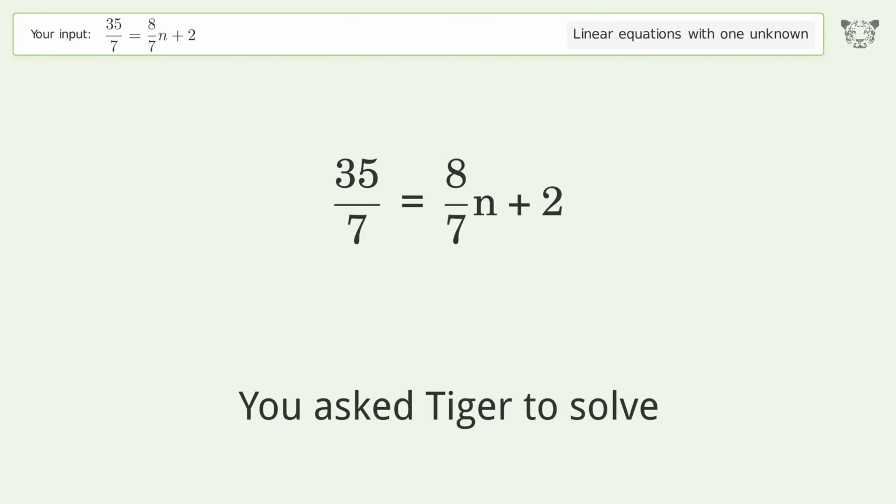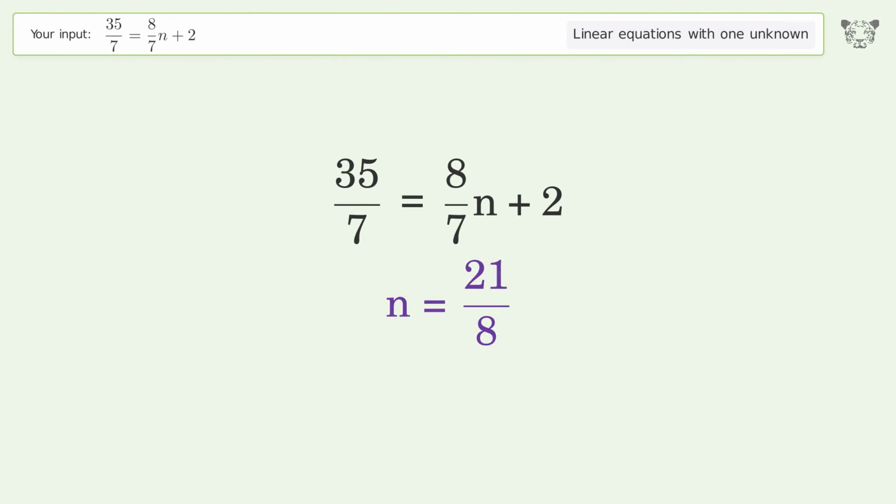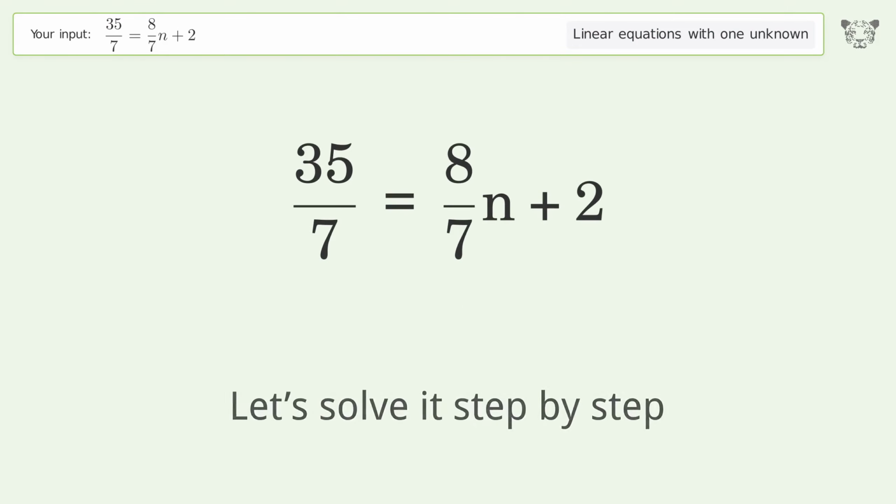You ask Tiger to solve this. This deals with linear equations with one unknown. The final result is n equals 21/8. Let's solve it step by step.